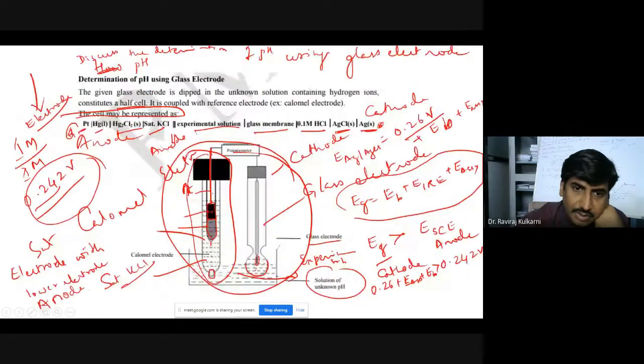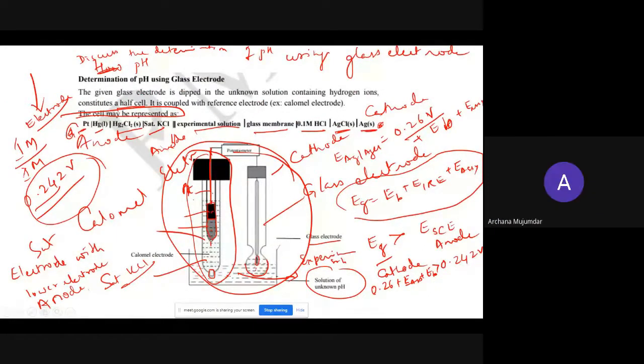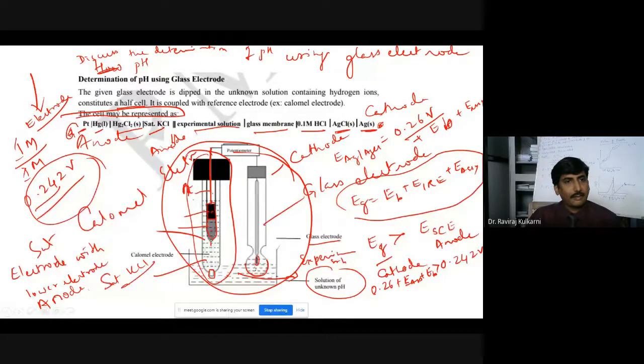Okay. So any questions here? No, sir. Anybody else has questions? No, sir. Hope you understood what is a glass electrode, how the Nernst equation for the glass electrode is derived.